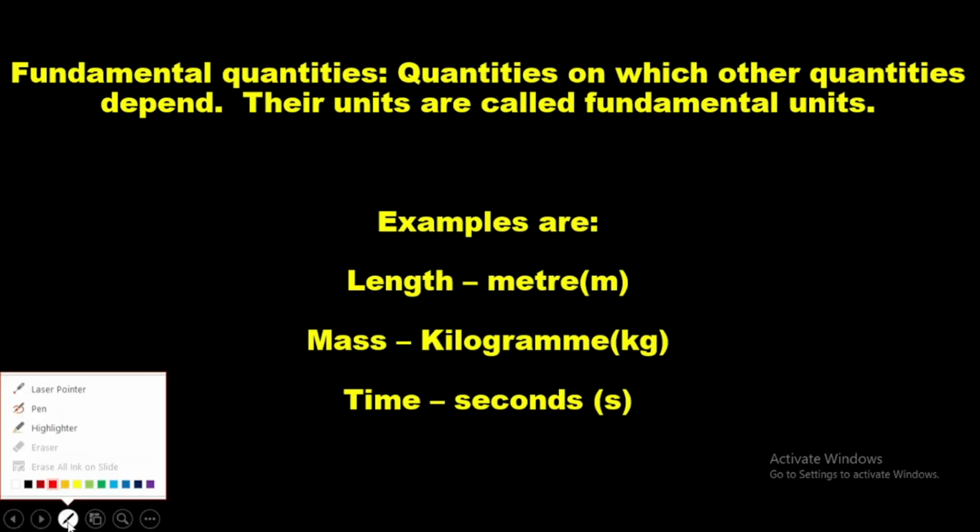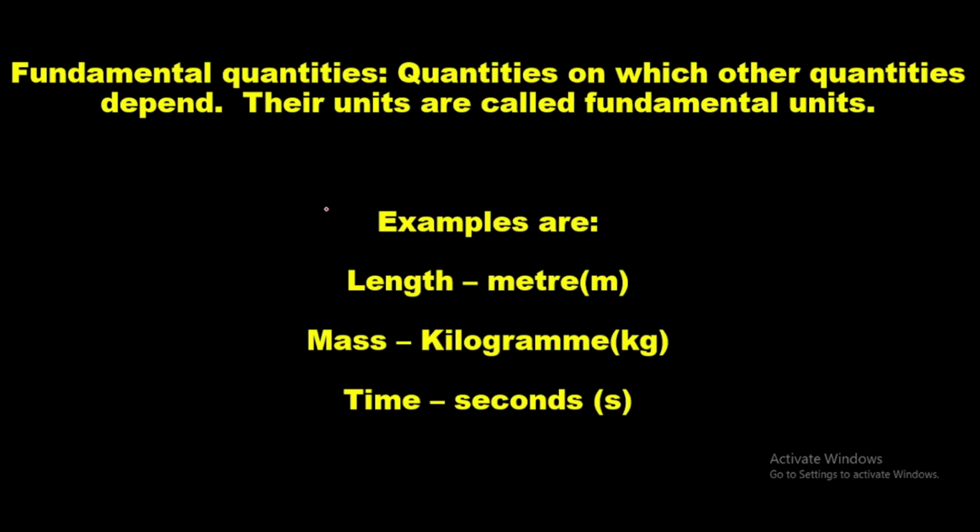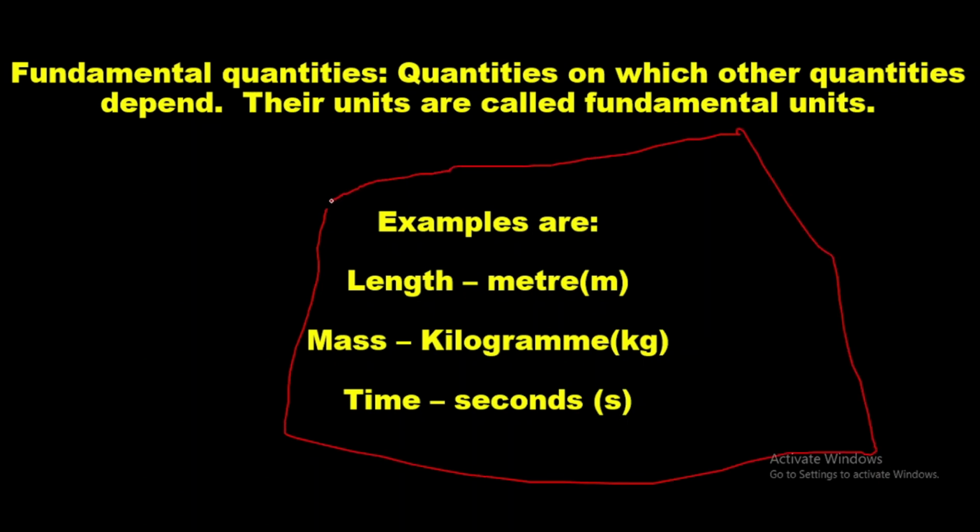Of all the fundamental quantities that we have, about 7 of them, these 3 are the most basic of all the units. And these 3 are length, which is measured in meter, mass measured in kilogram, and time measured in seconds. So these units, meter, kilogram, and seconds, are called fundamental units.